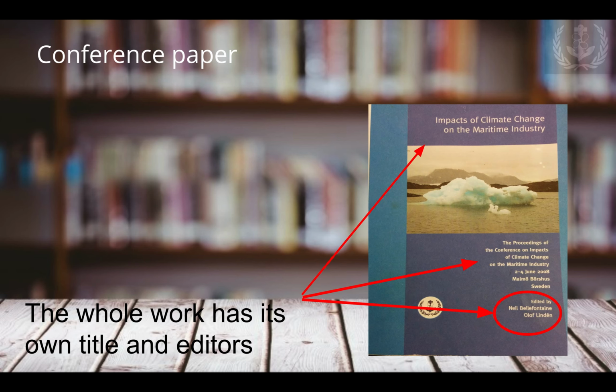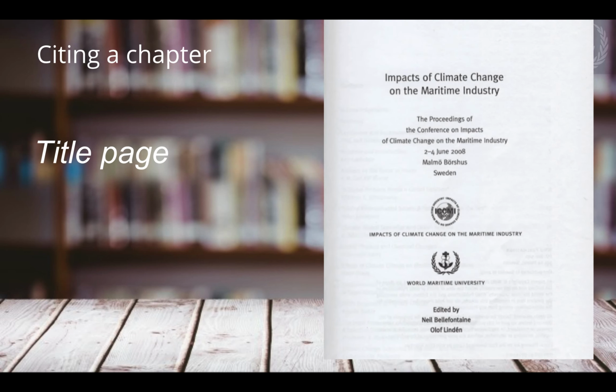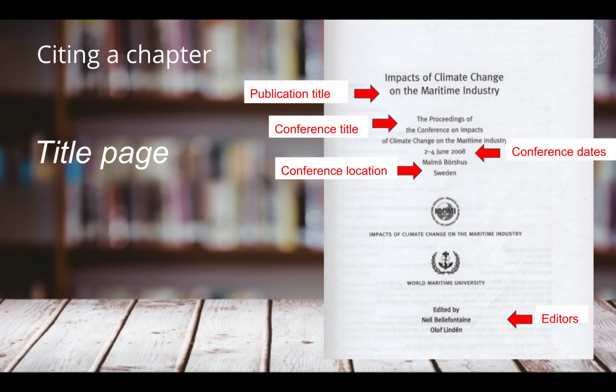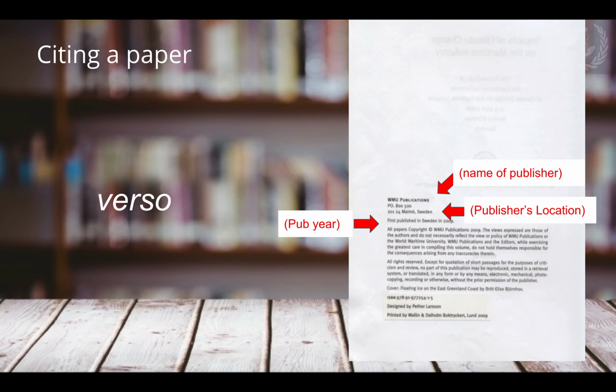Do not take this information from the cover, however, or from the spine. Instead, use the title page as the authoritative source of information. Here is where you'll get the title of the proceedings, the names of the editors, and other information required in your reference. Whatever citation information is not on the title page can usually be found on the reverse side, also known as the verso.